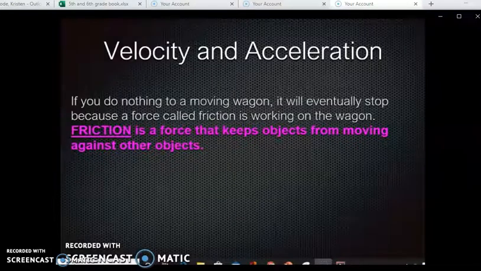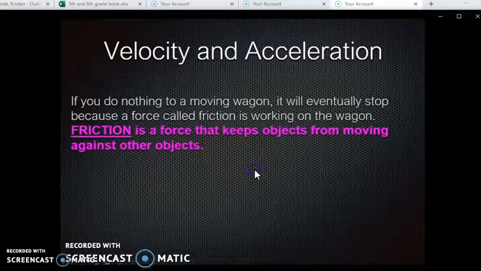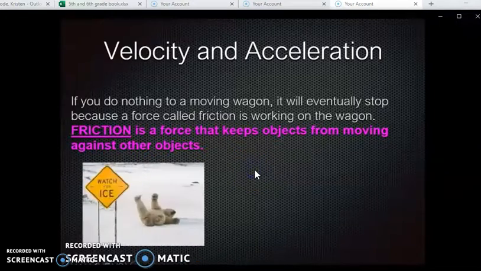So let's go back to the hamster in the wagon. If I gave a wagon a push down a hill, or just pushed it even on a flat slope, if I did absolutely nothing to a moving wagon, once it started moving, it's eventually going to stop, and that's because of a force called friction. Friction is working against the wagon moving. Friction is a force that keeps objects from moving against other objects.